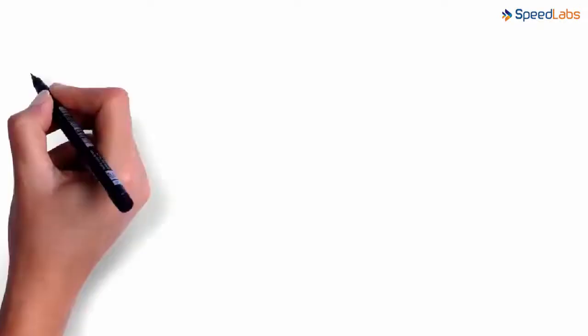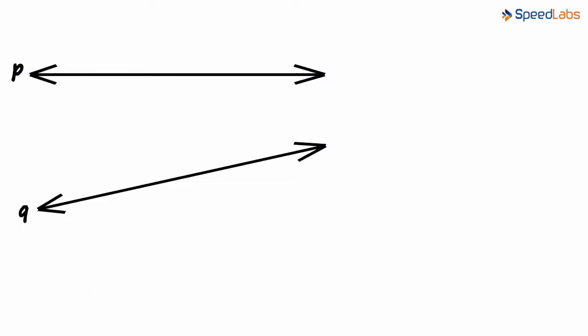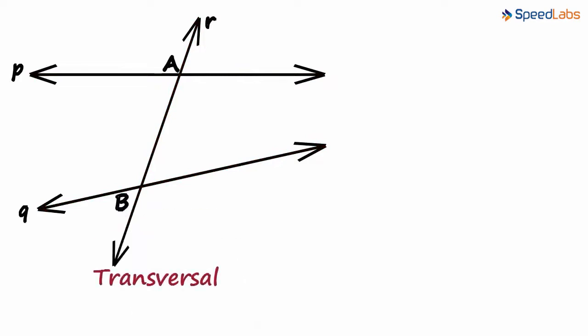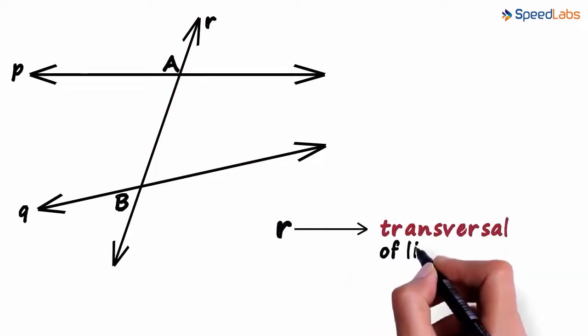Consider any two lines on the same plane. Say line P and line Q. Now if there's any line that meets these two lines at two distinct points, like this, then it is called transversal. The line R meets line P at point A and line Q at point B. This becomes the transversal. R is called the transversal of lines P and Q.